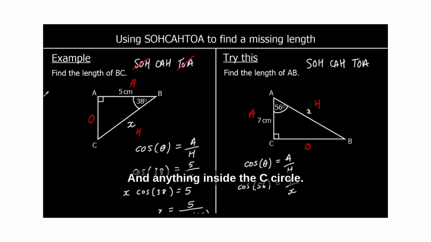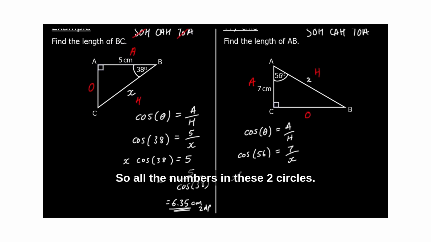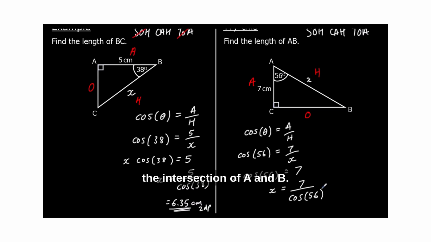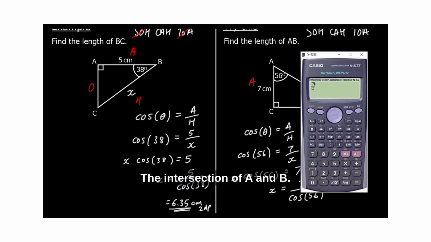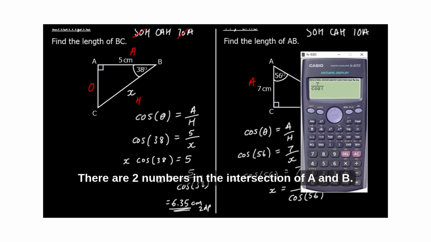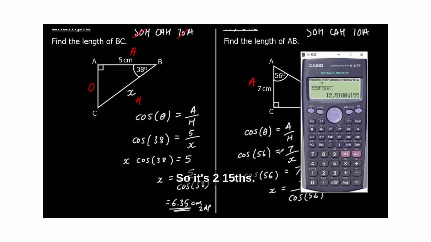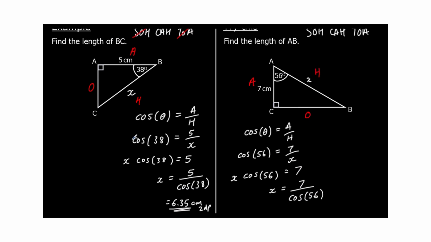Multiply both sides by x to get x cos 56 equals 7, and divide both sides by cos 56 to get x by itself. So 7 over cos 56. So type that into the calculator. 7 over cos 56, and we get 12.52 to 2 decimal places.